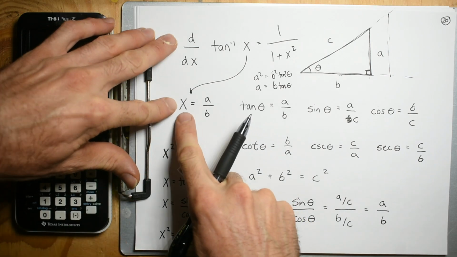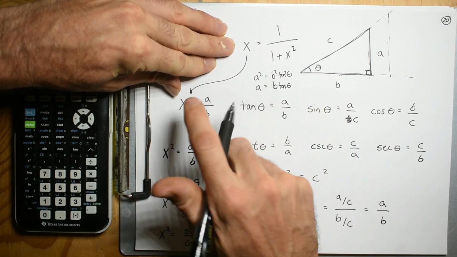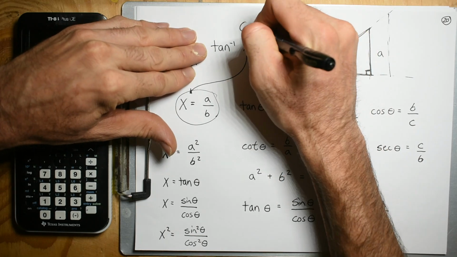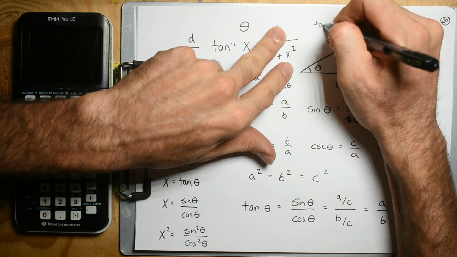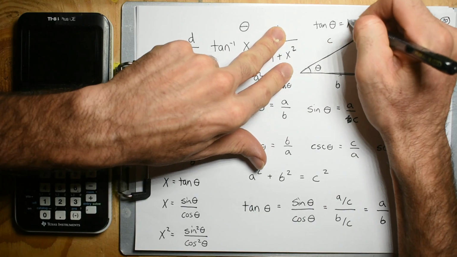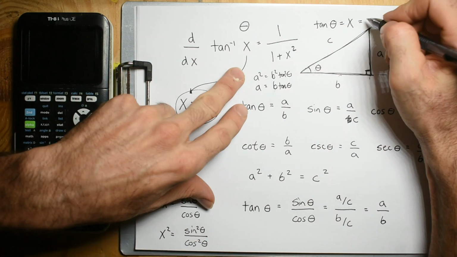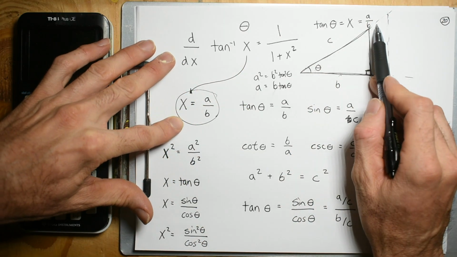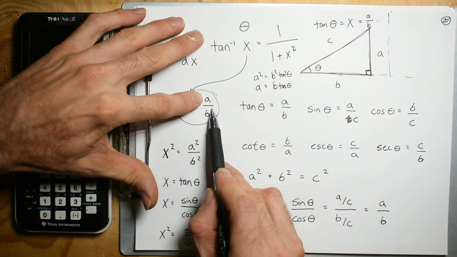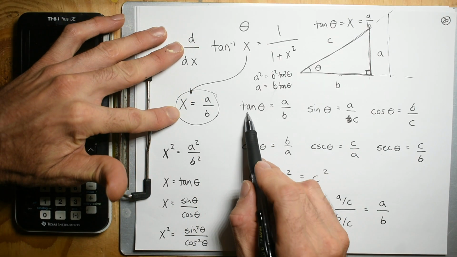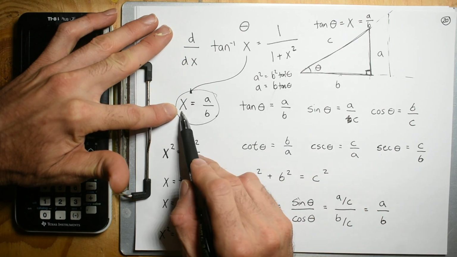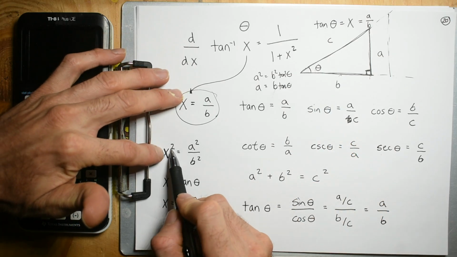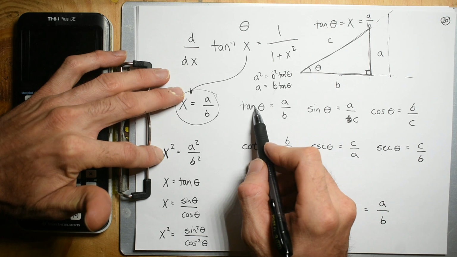We do know that this ratio, if inverse tangent of the ratio is the angle, then tangent of the angle is the ratio. So this says x is equal to a over b. And that says that tangent theta is equal to a over b. So if I have x is equal to a over b, I can say tangent theta is equal to a over b. X is equal to tangent theta. If I had x squared, it must be equal to tangent squared theta.